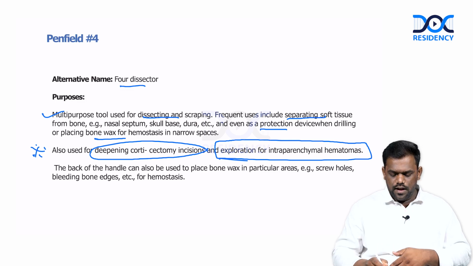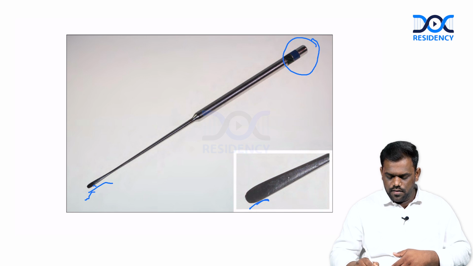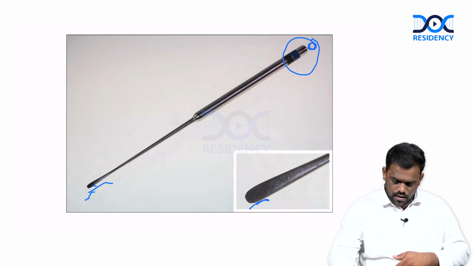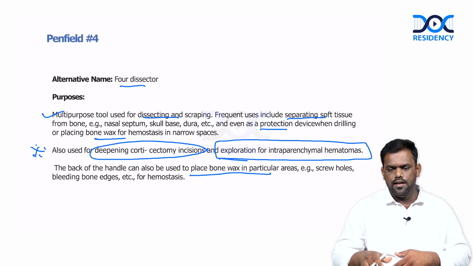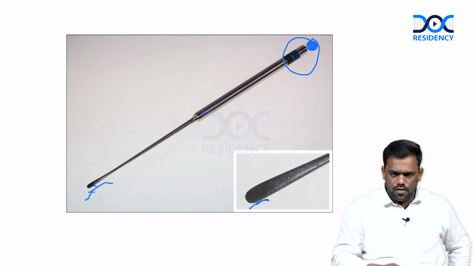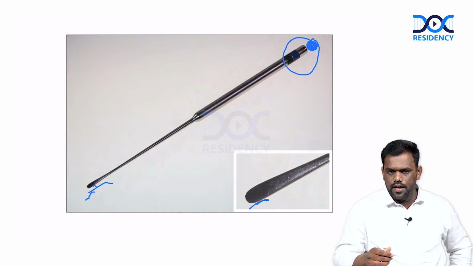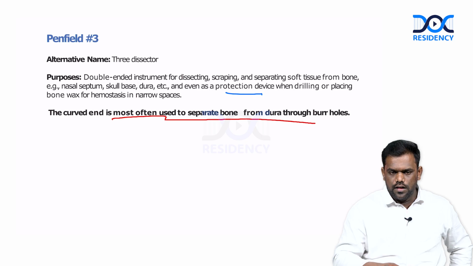The back of the handle can be used to place bone wax in particular areas. We can place the bone wax here, and you can apply it in certain important areas like screw holes and bleeding bone edges for hemostasis. This is Penfield 4. The other end of the instrument looks like the back side of a pen.